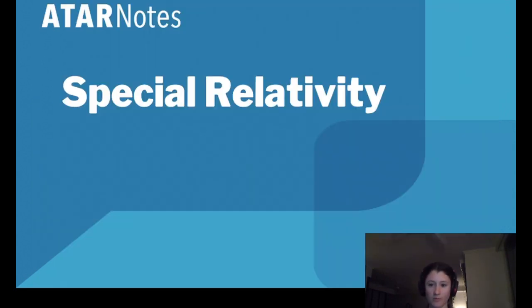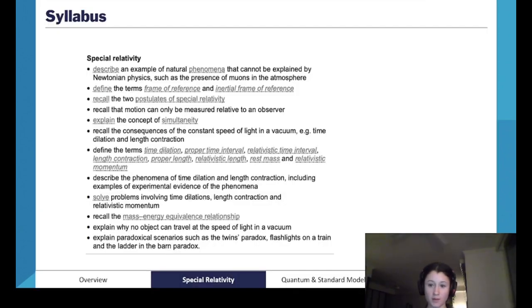But with all of that being said, let's get on to special relativity. So, here is a quick snip of the syllabus. This is all of the content that you need to be able to know for special relativity.